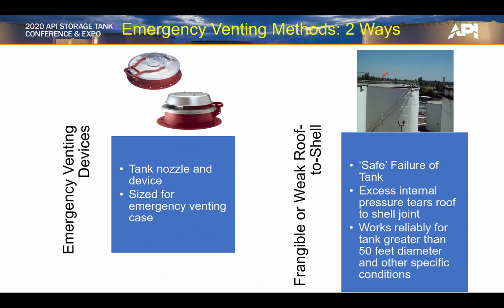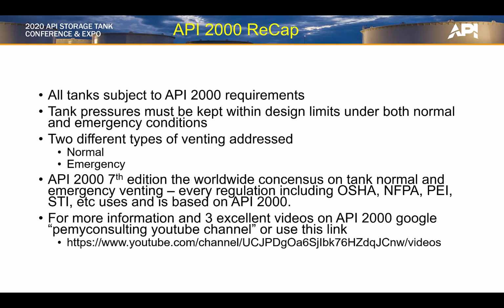There are two ways to satisfy emergency venting requirements. First, there are specifically designed devices as shown on the left. Second, a frangible roof or a weak roof-to-shell joint, which is only applicable to tanks larger than 50 feet in diameter. Here is a summary of all the points we've talked about so far.